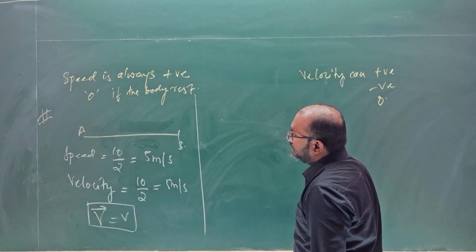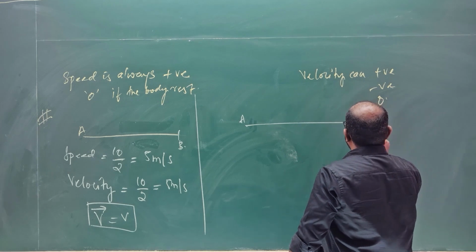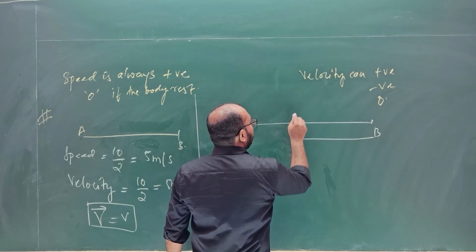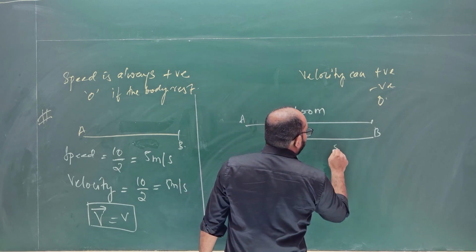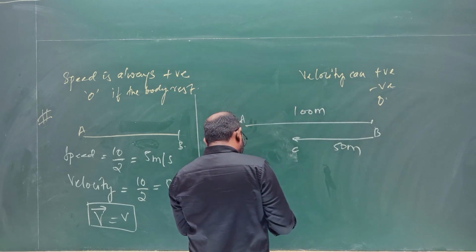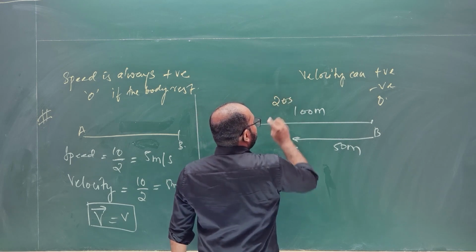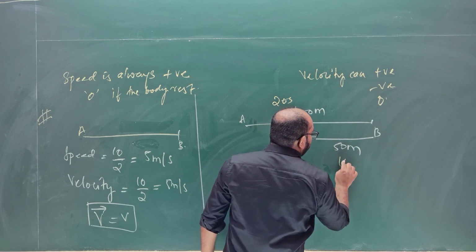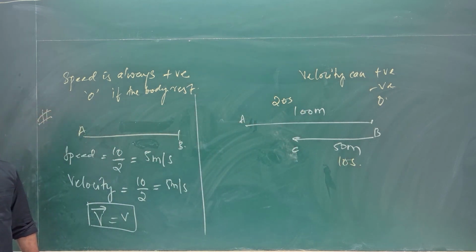Now, consider a body started from point A, reached point B, then returned back to point C. From A to B, consider it moved 100 meters. From B to C, it moved 50 meters. To travel 100 meters, consider it took 20 seconds, and to travel BC, 50 meters, consider it took 10 seconds. Okay. In reality, the body traveled from A to B, then B to C.